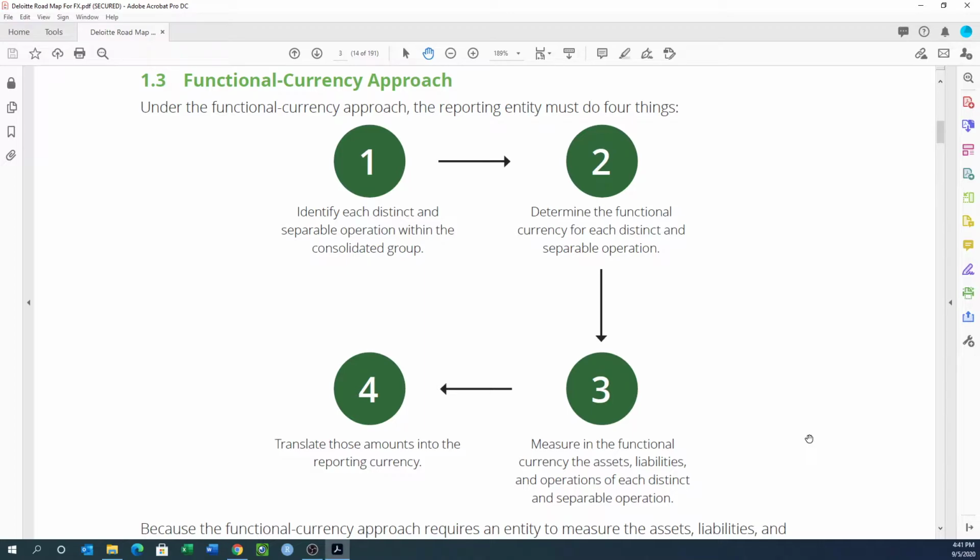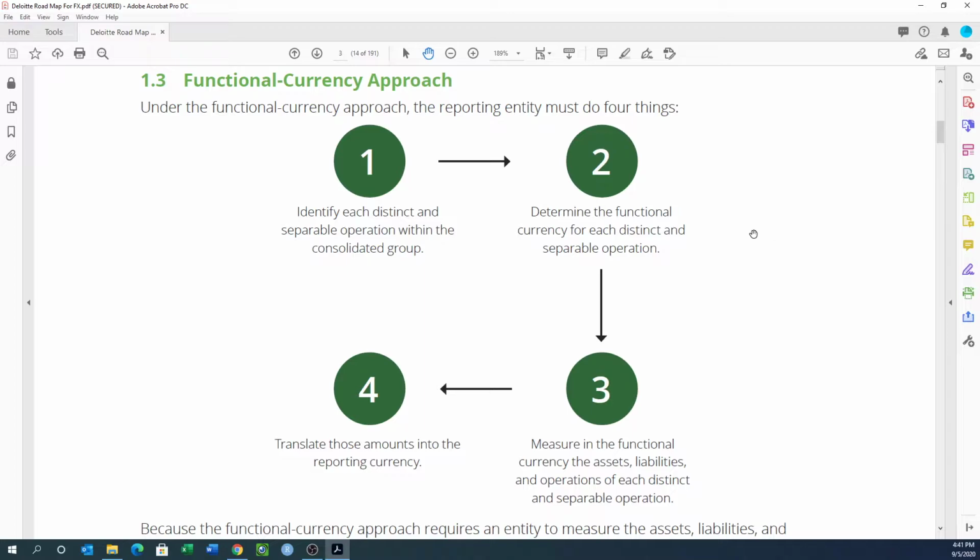The next step, again, another judgment call, right? There's a lot of judgment involved. There's not a right answer. There's judgment involved, and it comes down to defense. Determine the functional currency. After you've identified these distinct and separable operations, now we have to figure out what's the functional currency. Well, how do you figure out the functional currency?